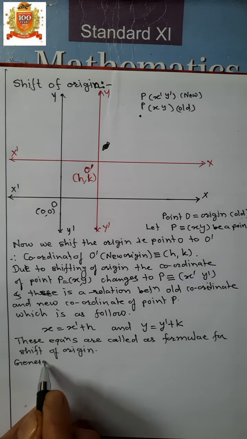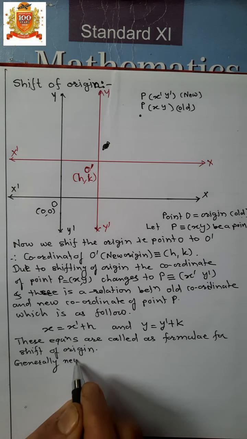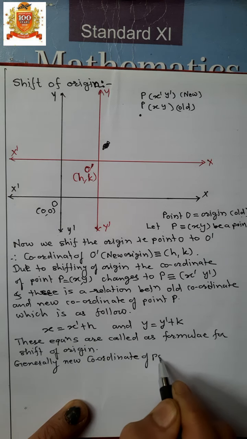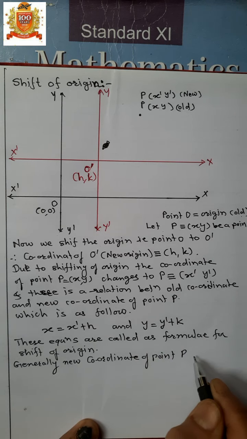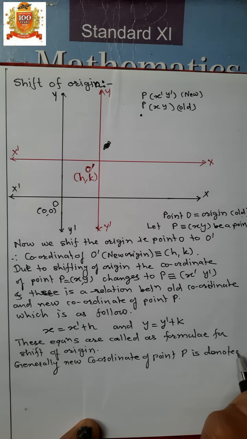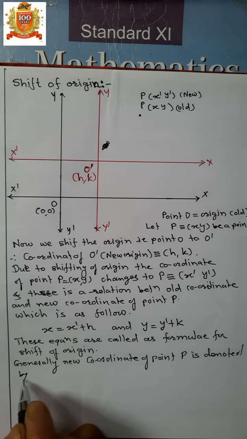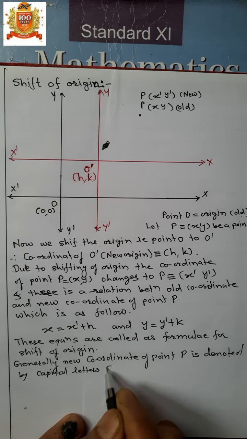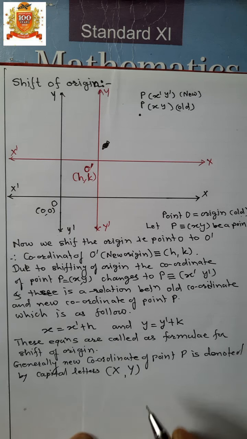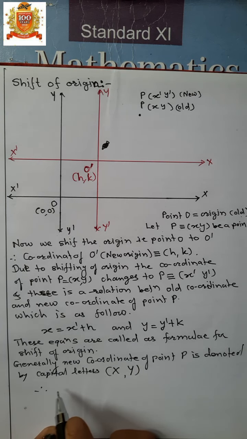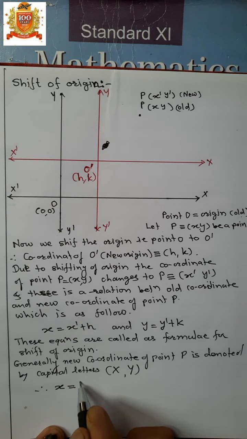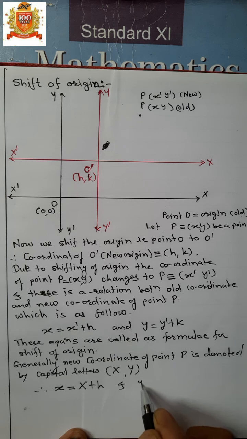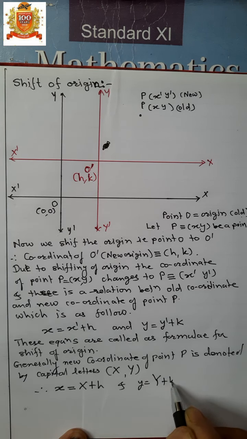Generally, the new coordinate of point P is denoted by capital letters X, Y. Therefore, small x is equal to capital X plus h and small y is equal to capital Y plus k.